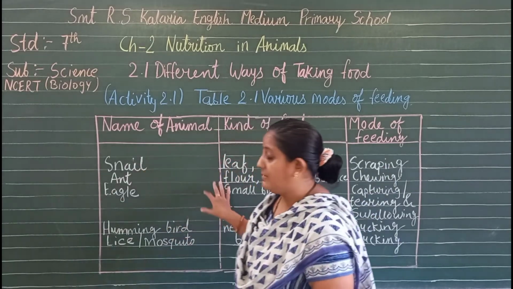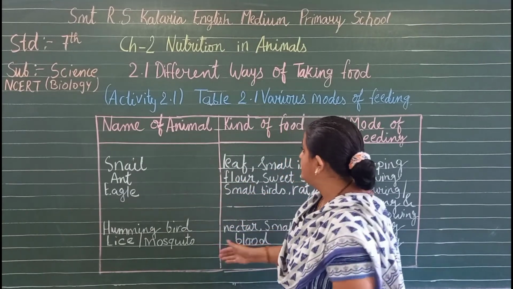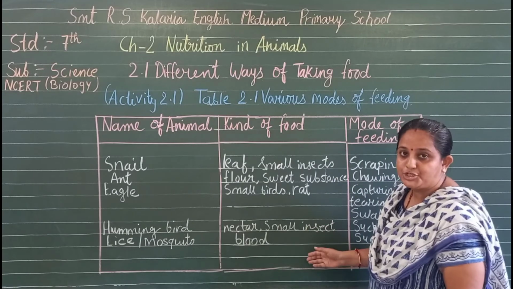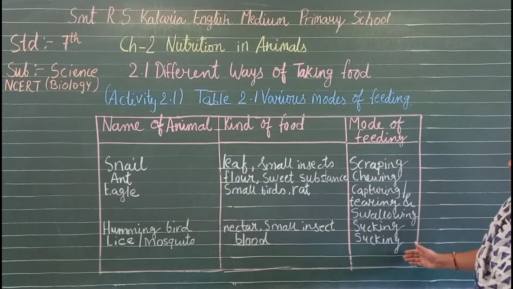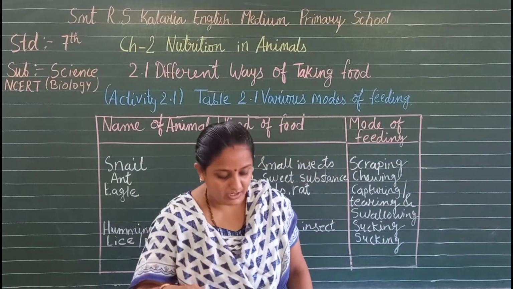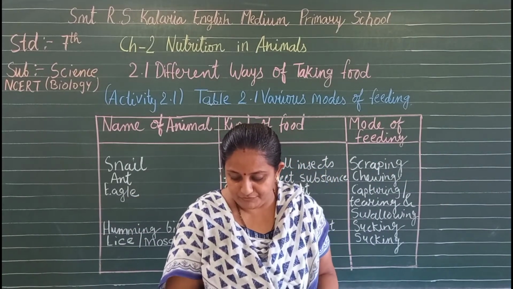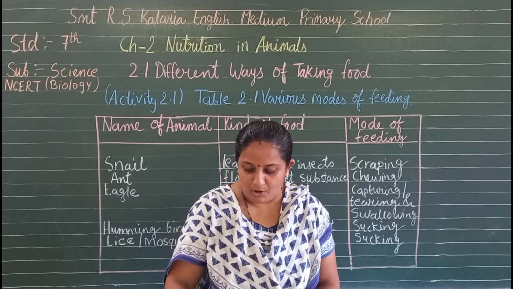Now from this table we understand that these different animals have different kinds of food for nutrition, and their mode of feeding differs. It varies from each other. They are not in the same way. So we can say that different animals eat different food, and the mode of taking food into the body varies in different animals.